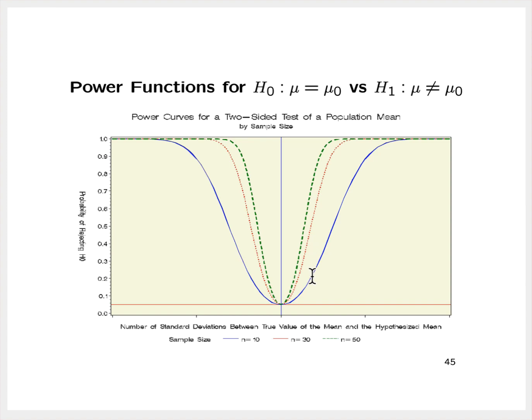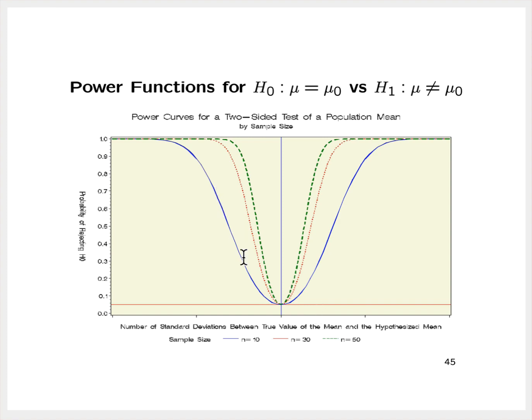So going from a sample size of 10 to a sample size of 30, for that same value of mu, you can see that the power increases quite a bit. And that makes complete sense, doesn't it? Because the larger the sample size, the more information we have about the population, and so we ought to have a greater ability to detect the fact that the null hypothesis is not true when mu is equal to some value, say right there.